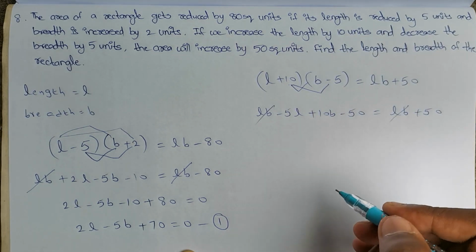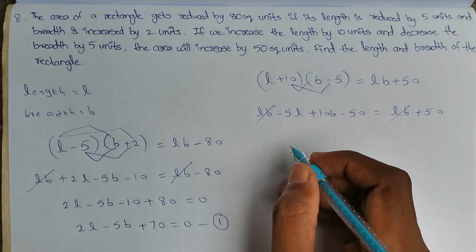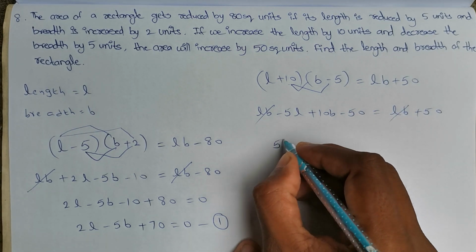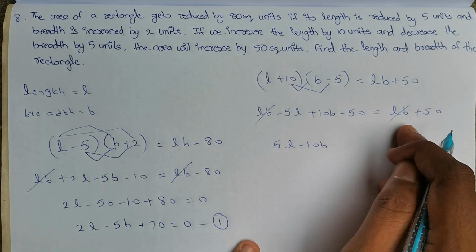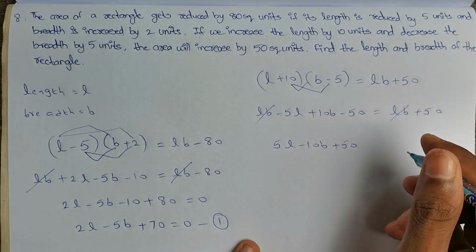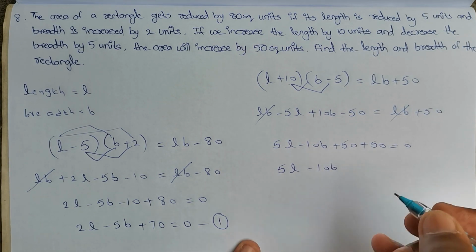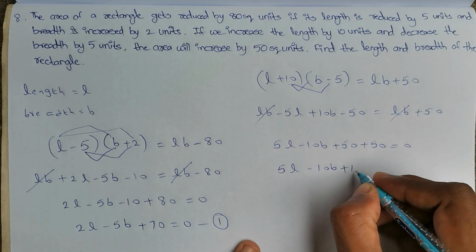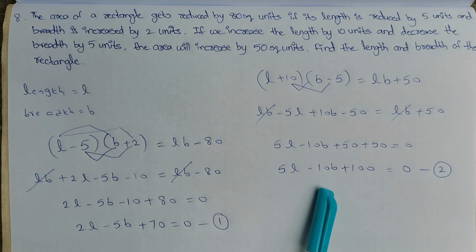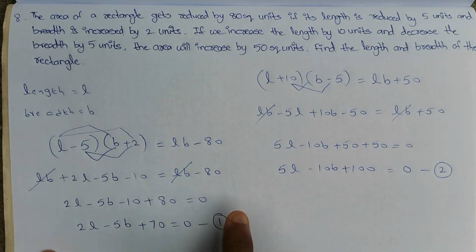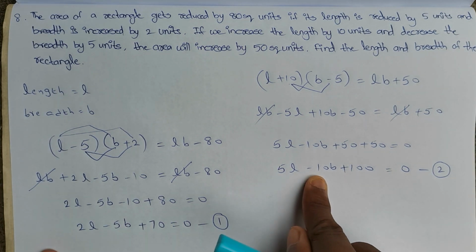Here LB, both will get cancelled and remaining everything I am taking to another side. So here minus 5L is there, if we take another side it will become plus 5L. Here plus 10B is there, if we take another side it will become minus 10B. Here minus 50 is there, if we take another side it will become plus 50. To the right side already we have plus 50 is equals to 0. So we get 5L minus 10B, 50 plus 50, plus 100 is equals to 0. Now if we observe equation 1 and equation 2, here L coefficient is 2, here L coefficient is 5. Here B coefficient is minus 5, here B coefficient is minus 10.